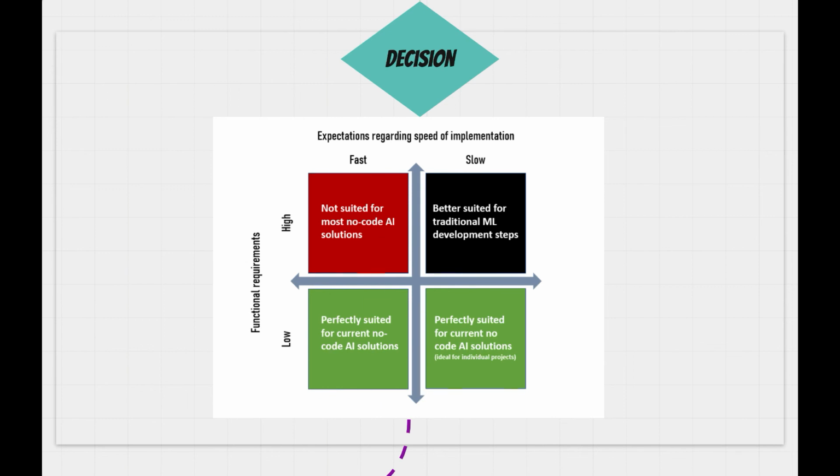So this makes you question how you should decide which technique to choose. The matrix is pretty simple. If your functional requirements are low and the speed you are looking at is fast, you want a quick turnaround time, then you should definitely check out the AI solutions. Even if the speed of implementation is slow, you can dive into this yourself, create individual projects, and try out what a no-code data science project looks like.